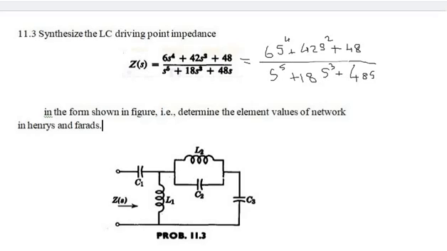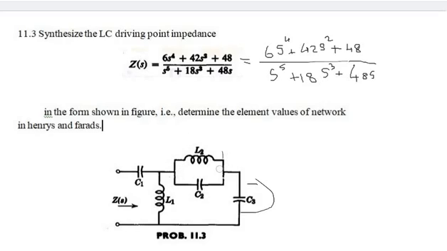We are given a network. The impedance function looks like this. This is a series capacitance, a parallel inductance, a parallel tank circuit of L and C, and a parallel capacitance C3. We have to determine the values of this network.